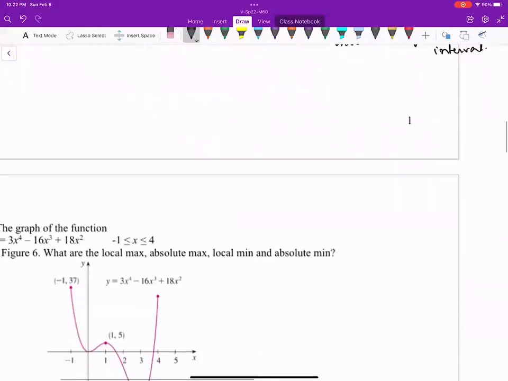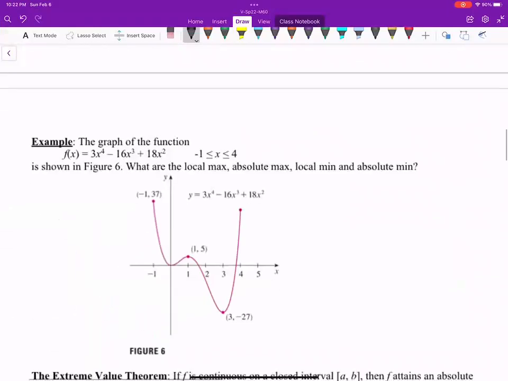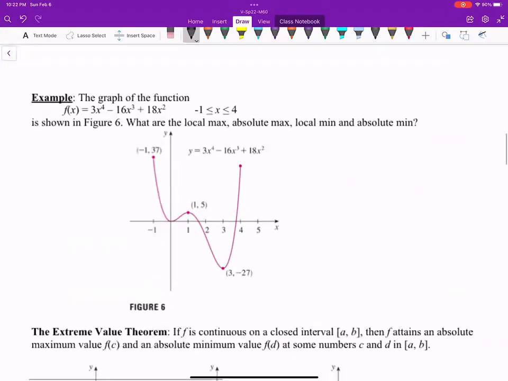Okay. All right. Let's take an example. The graph of the function f of x equal to 3x to the power 4 minus 16x cube plus 18x square, where x lies between -1 to 4, is shown in this graph. What are the local max, absolute max, local min, and absolute min? So let's take each one of these points here and we'll analyze.